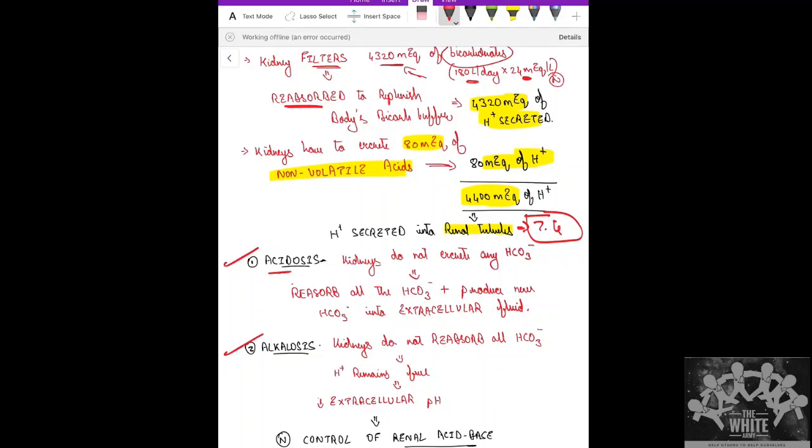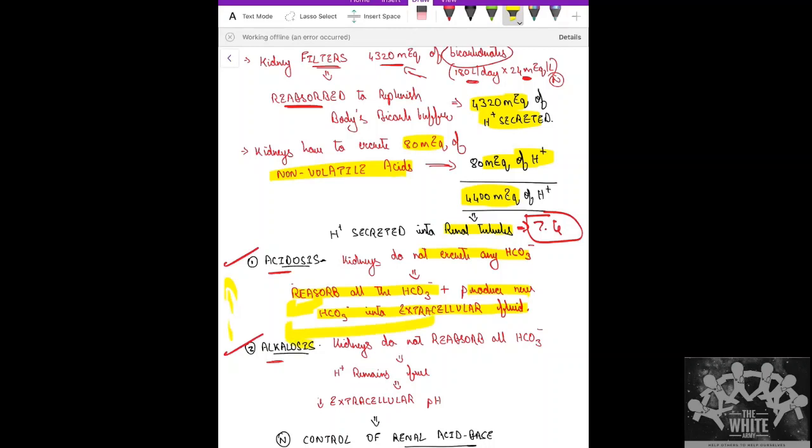So acidosis or alkalosis. Then what does the kidney do? The kidney starts adapting itself. How? If there is acidosis, they do not excrete HCO3 minus. Simple. They reabsorb all the HCO3 minus, and they produce new HCO3 minus into the extracellular fluid. So in case of acidosis, there is an increase in H plus, so there is reabsorption of HCO3 minus and production of new HCO3 minus.